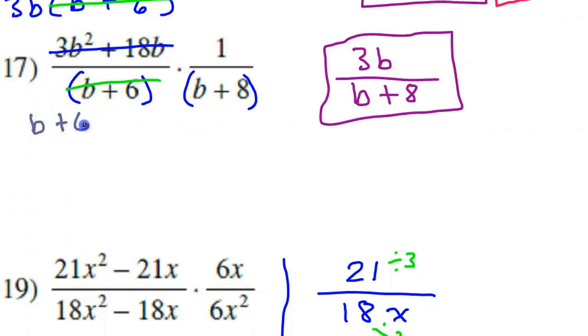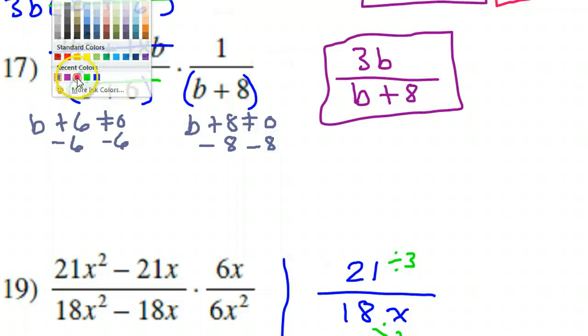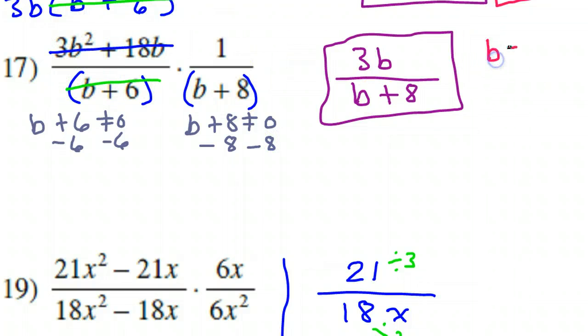B plus 6 cannot equal 0, and b plus 8 cannot equal 0. So subtracting 6 from both sides and subtracting 8 from both sides tells us that b cannot equal negative 6 and b cannot equal negative 8.